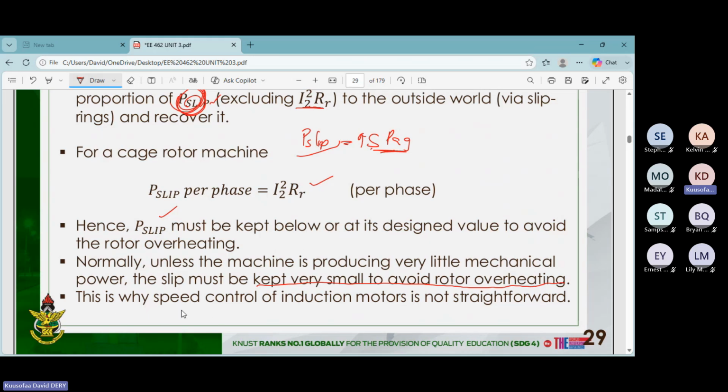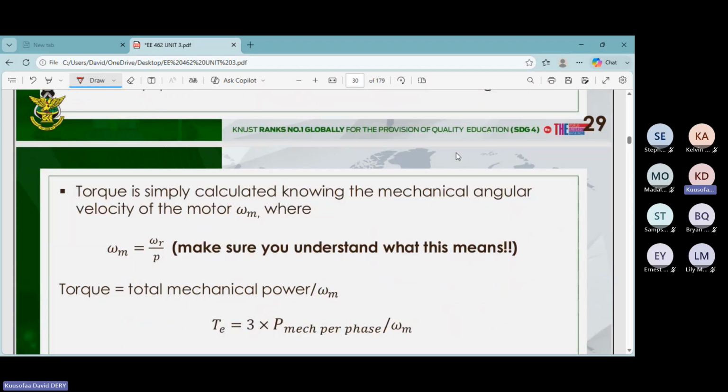So this is why the speed control of the induction motor is not straightforward, because of the slip. If you want to control the rotor speed, omega r is given by (1 minus s) omega e. If you want to control the speed, realize that this is the supply frequency. So you can change this one, but you also have to control the slip, right? If this slip is very big, it will give us high losses in the rotor circuit, and it will also give us small rotor speed. So that is what we need to take note of.